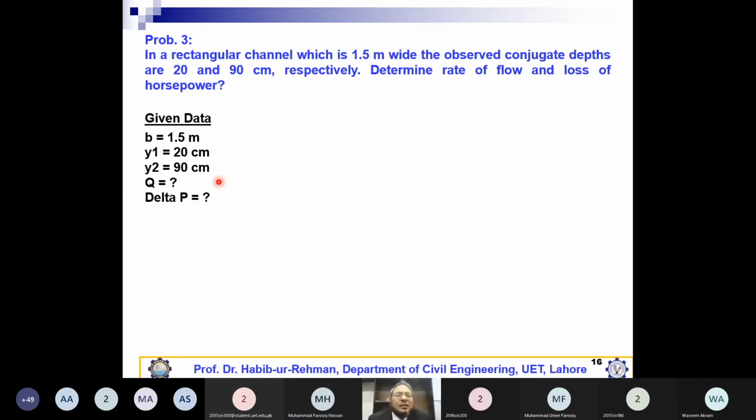Now how the capital Q can be obtained? By multiplying it with width. By multiplying width of the channel. Yeah, very good. So capital Q is equal to small q into B, and B is given 1.5 meter. So now compute capital Q. How much you are getting capital Q? 1.47. Yes, 1.47 cubic meter per second. And just put it in a rectangle and write answer. This is the first answer.